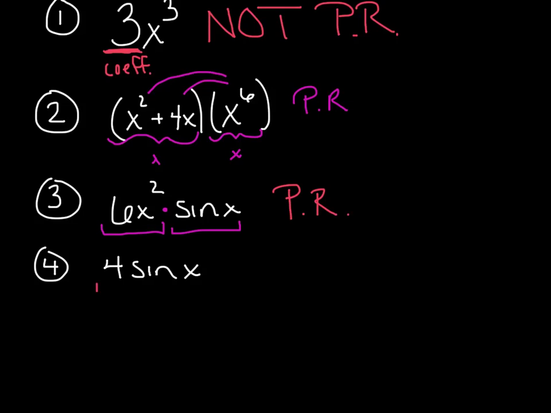Number 4, I have 4 times the sine of x. Again, 4 is a coefficient. It is not a function in terms of x times the sine of x. This is not product rule. Alright, so I want to be very clear. You're using product rule when you have two functions in terms of x.